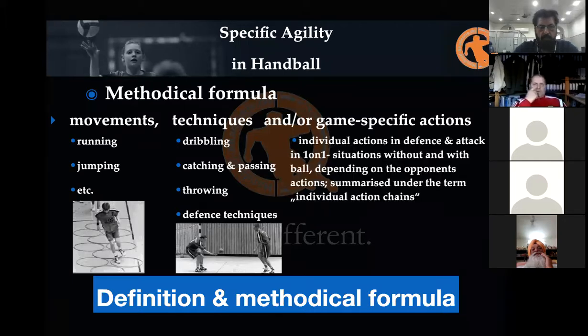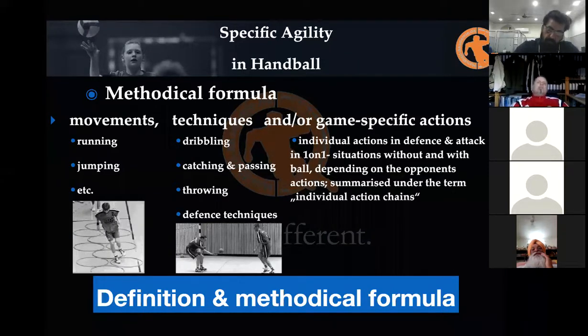And finally, we have the game-specific actions. These are individual actions in defense or attack in one-on-one situations with and without ball. They depend on the opponent's actions, and they can be summarized under the term of individual chains of action. Which means a running feint without ball, catching the ball, passing the ball, moving to the other side, receiving the ball again, feinting, maybe a pass, feinting, a throw, then making a move to the opposite side of the opponent. These are individual actions, basic attack movements, different types of feints, which the players should be able to combine one after the other very quick.